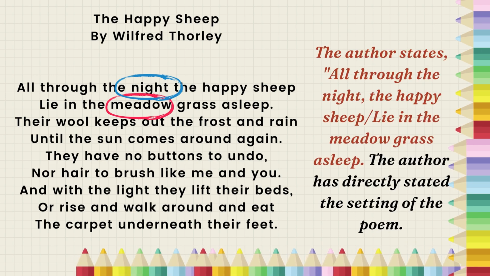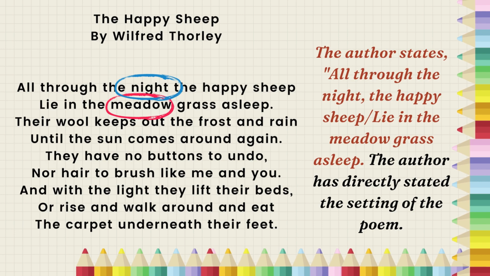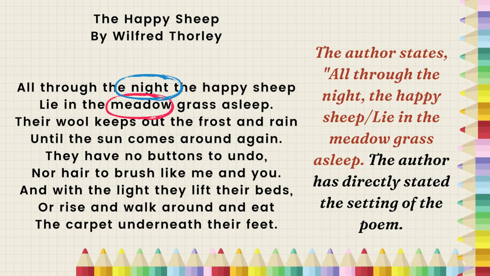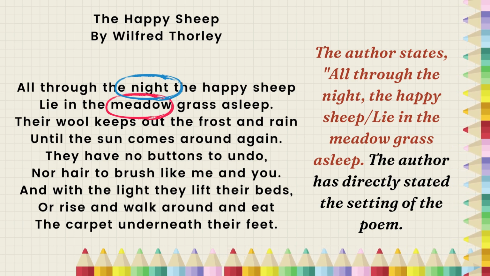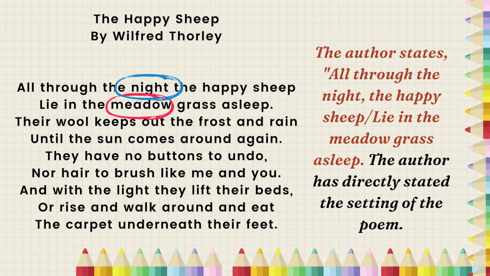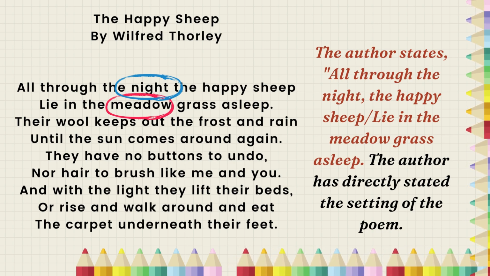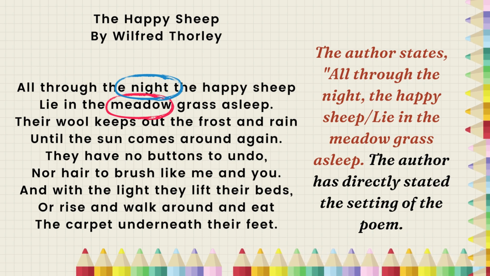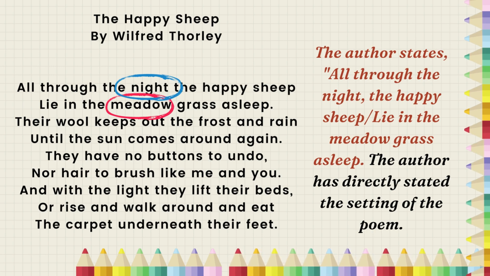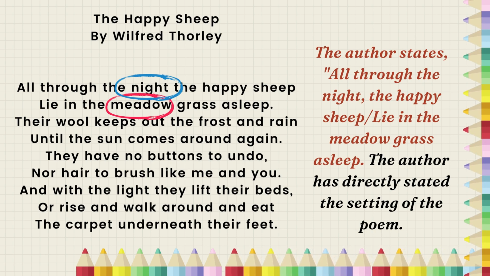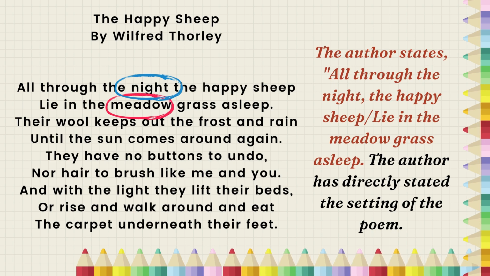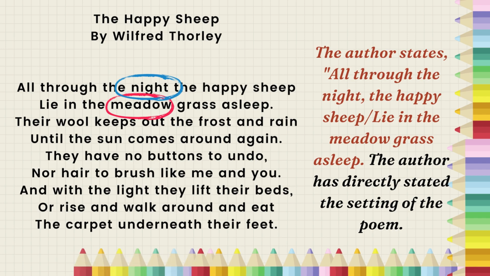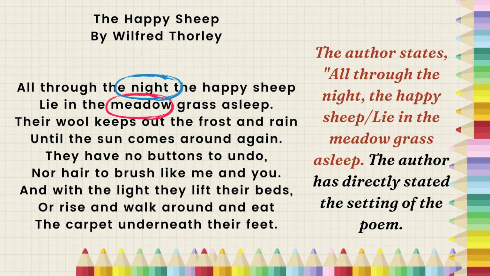Now that we have found the evidence, we may now write our answer, and that would be: the author states, "All through the night, the happy sheep lie in the meadow grass asleep." The author has directly stated the setting of the poem. As you can see, the lines where the answer was found are indicated in our evidence. Also, we have to make sure that we are using the appropriate writing prompt.